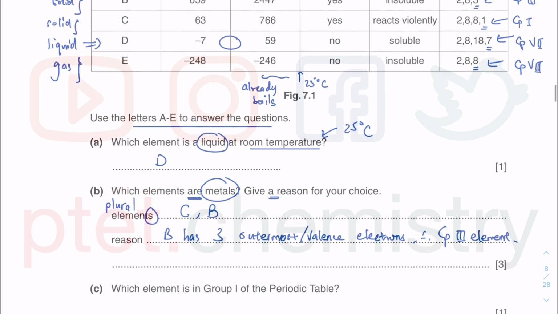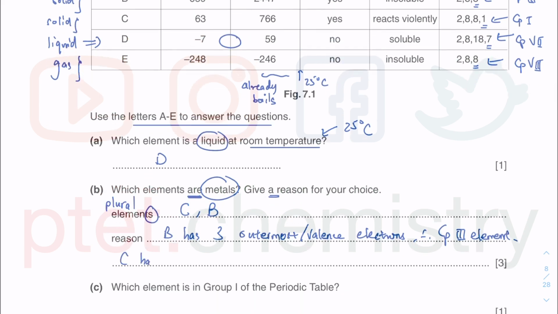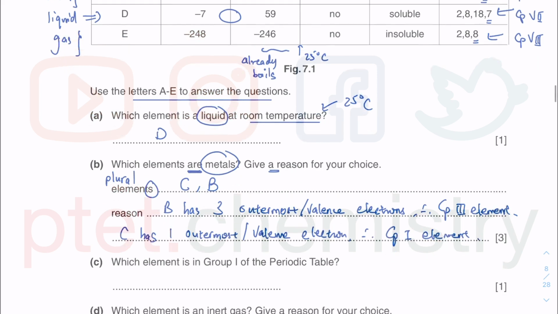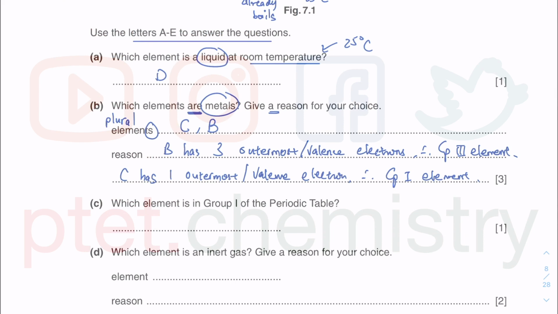Alright, so what is the next one? C. C has 1 outermost shell electron. C has 1 outermost or valence electron. Therefore, it's a group 1 element. So group 1 and group 3 elements are metals. Now, which element is in group 1? So very obvious based on what we said already. So there was C, and this is a singular question, which element is. So this is about breaking down the question.